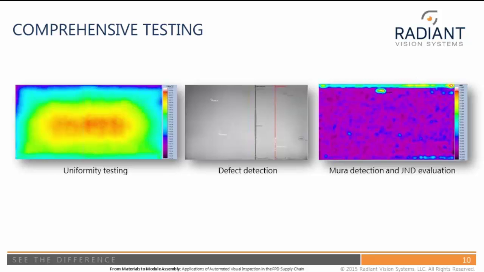For those who aren't familiar, mura is a Japanese word which most closely translates to blemish in English. Essentially, it's any kind of local non-uniformity which is visible to the human eye and would be undesirable in a finished product and something that we would like to detect and quantify.